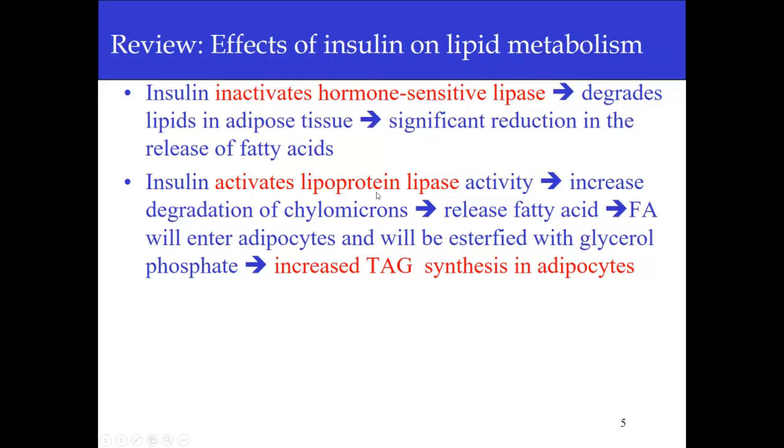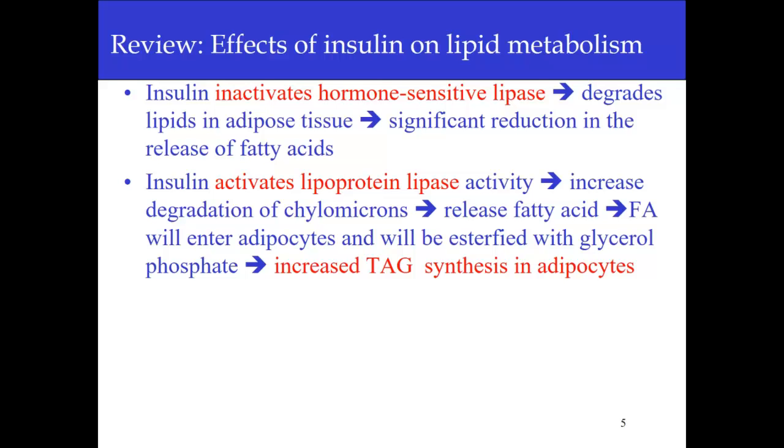Insulin will activate this lipase, lipoprotein lipase. What is the function of this lipase? It is to degrade lipoproteins. So lipoprotein lipase will degrade chylomicrons, therefore releasing fatty acids. The chylomicrons carry the fats coming from the diet, because again, insulin is signaling the well-fed state. We're eating, we're having lots of food, we have all these fats in our chylomicrons.